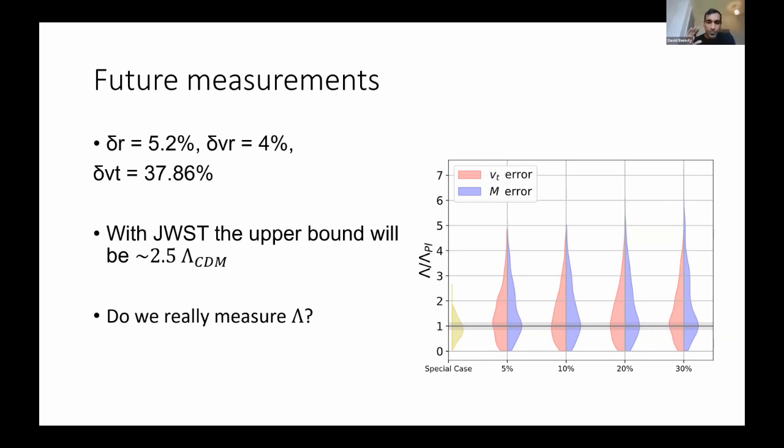And we estimated, let's say, that we have only 5% error or something like that. This is a very special case. And then the best estimation that we got was about 2.5 times the value from Planck. So this is the best future forecast we can ever have in this measurement.